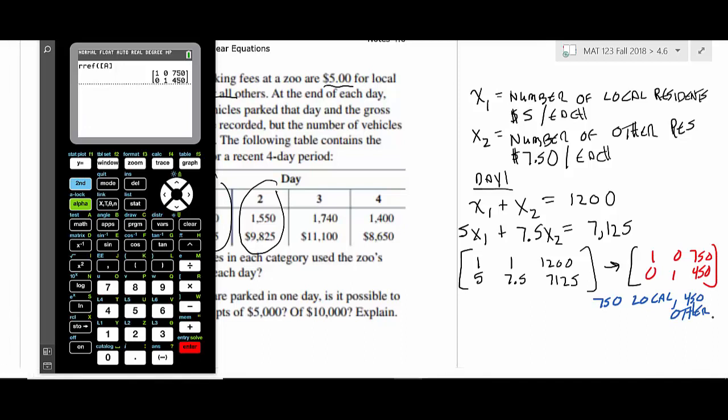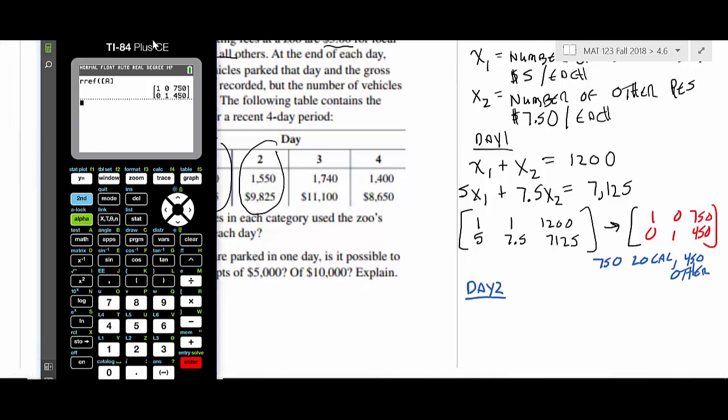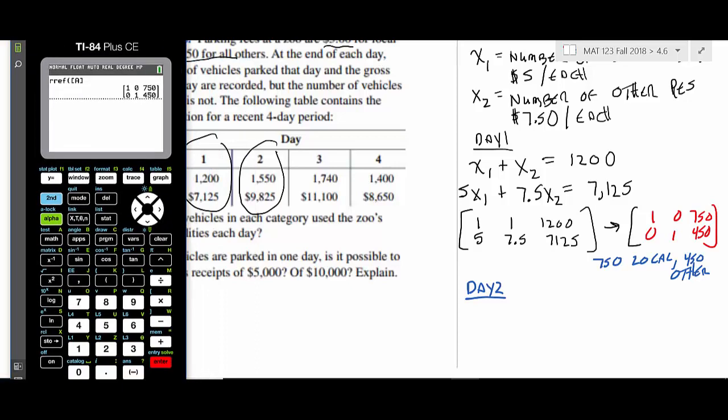Now what we're going to do on the next ones is just get the answer. You don't have to write anything down other than the answer because we've already got the matrix put together. So it's going to basically go like this. You're just going to type over it.